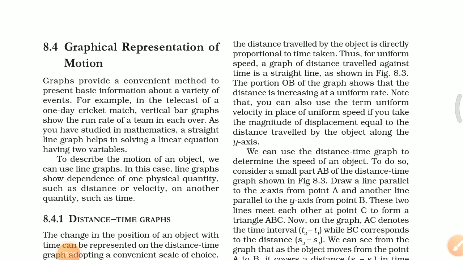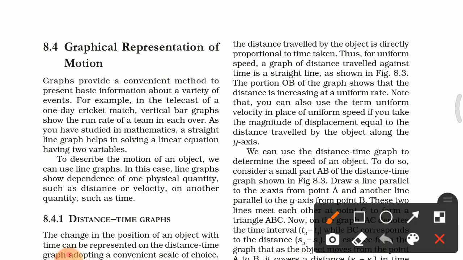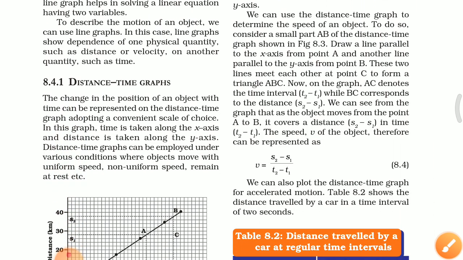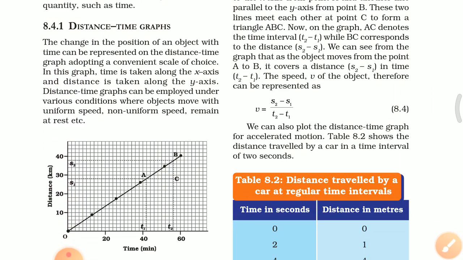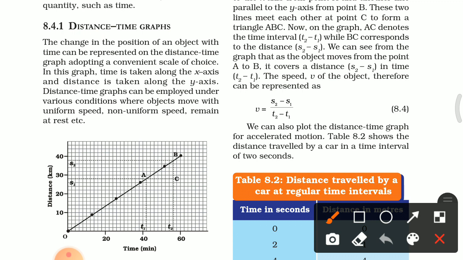So this is your book content. See topic 8.4, graphical representation of motion. There are two types of representation of motion. One is the distance-time graph, and we have three distance-time graphs: for uniform speed, non-uniform speed, and remaining at rest.